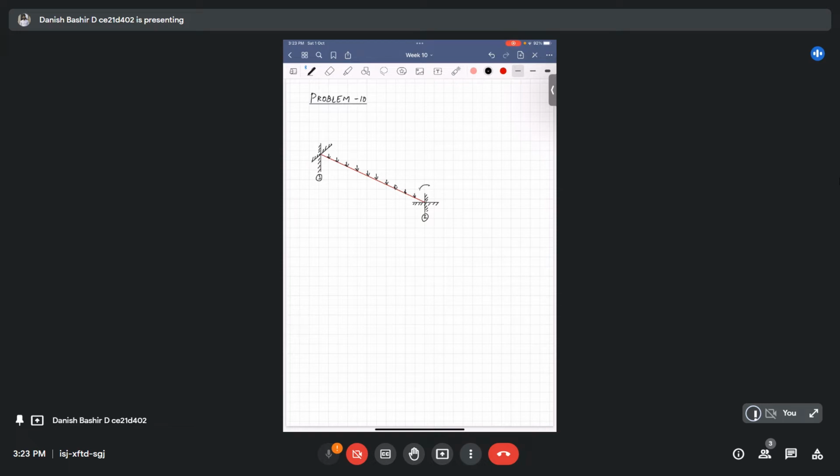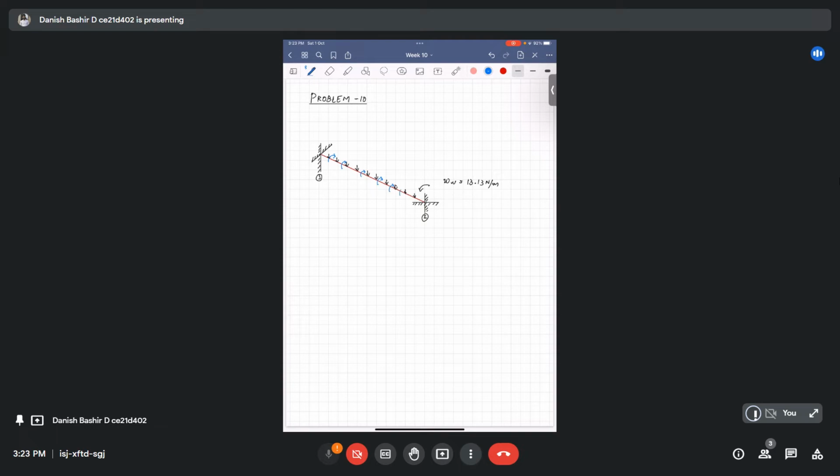In the problem it is given that this load acting is uniform, Wu, as 13.13 kilonewton per meter. And there is torsion also acting. I will show it differently. It's acting like this.